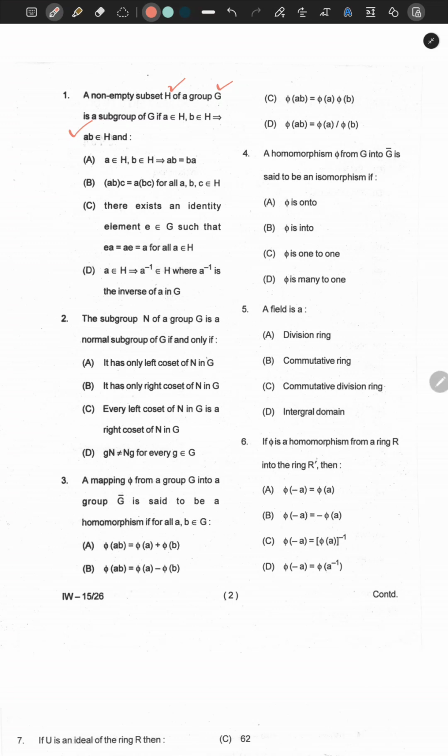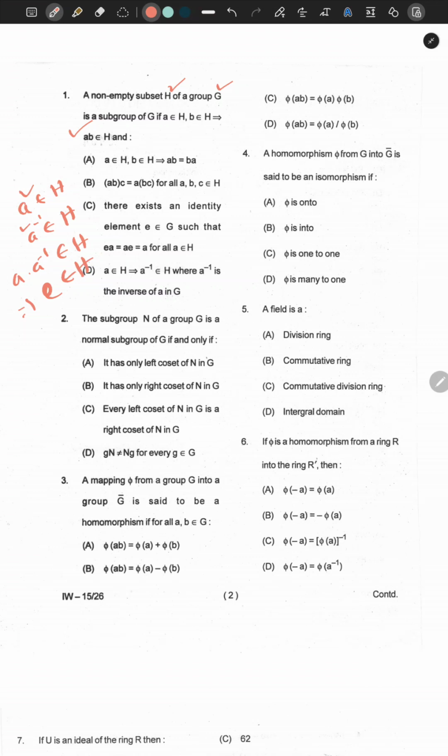If the closure property and the inverse property hold in the subgroup, then it implies the existence of the identity element is also in the subgroup. Because when A belongs to H, A inverse also belongs to H by the existence of the inverse element. And we know that A belongs to H, A inverse belongs to H, so by the closure property A dot A inverse belongs to H. From this you can conclude that A dot A inverse is E, the identity element, so E also belongs to H.